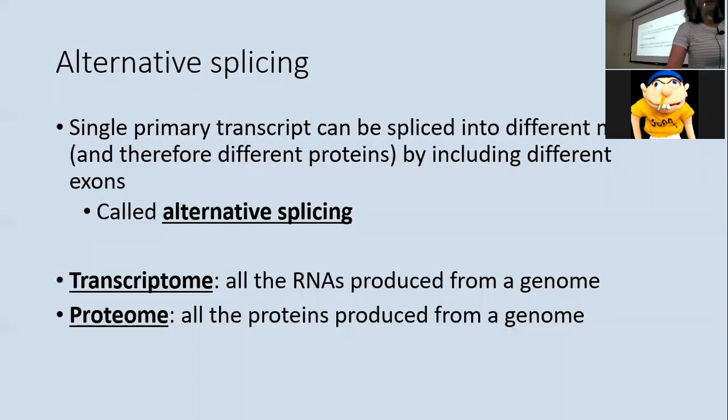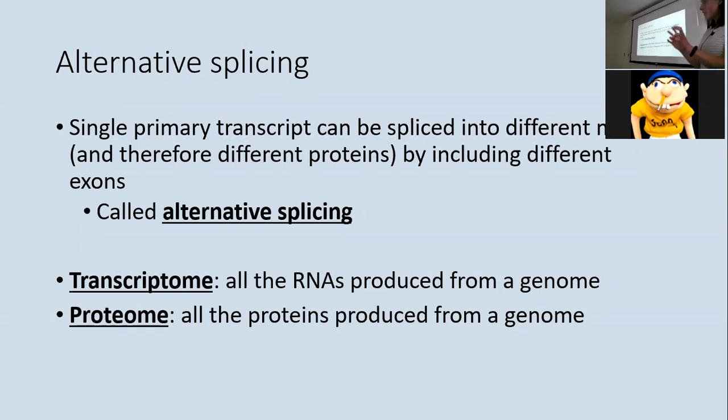Now, one extra layer, kind of interesting on this. So we can cut out these non-coding pieces. We have these coding pieces which we put together, right? We splice them back together.